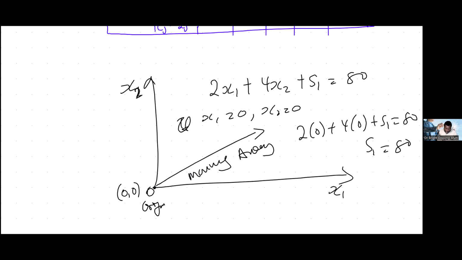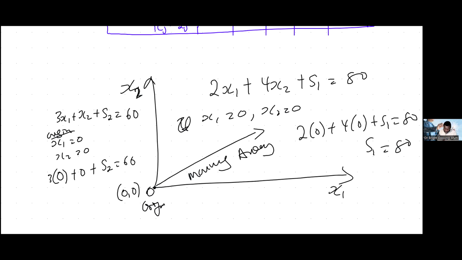We can also say S2 is represented here, but let's see that one as well. For S2, the equation is 3x1 plus x2 plus S2 is equal to 60. Again, at the origin, x1 is equal to 0, x2 is equal to 0, and therefore 3 times 0 plus 0 plus S2 is equal to 60. So the slack S2 is equal to 60. So unused resources.